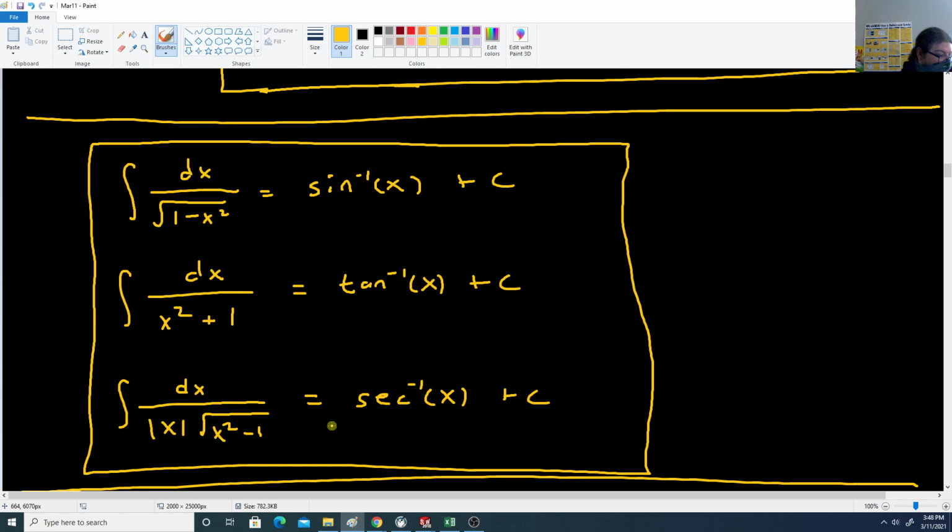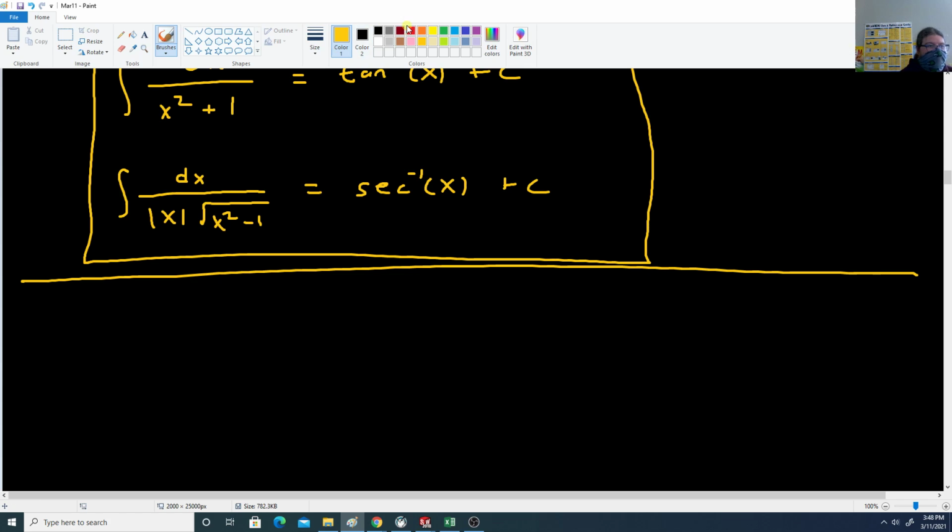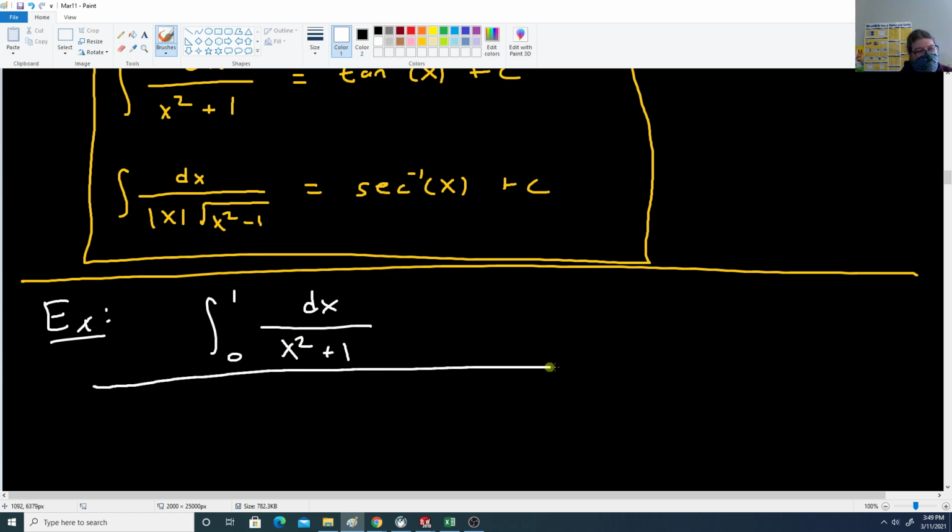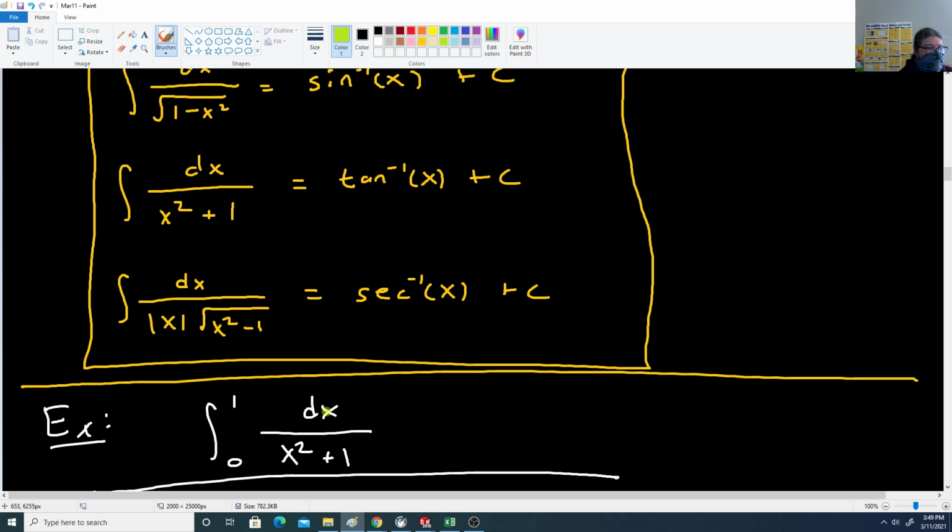All right, so first example. They say we have the integral from 0 up to 1 of dx over x squared plus 1. They want us to calculate what that is. So we compare this and say, hey, dx over x squared plus 1, that sure looks like this equation here. And so we can say that is actually that equation exactly.